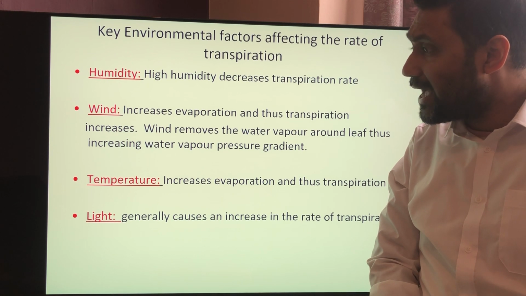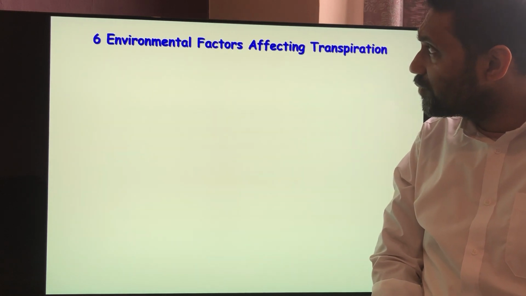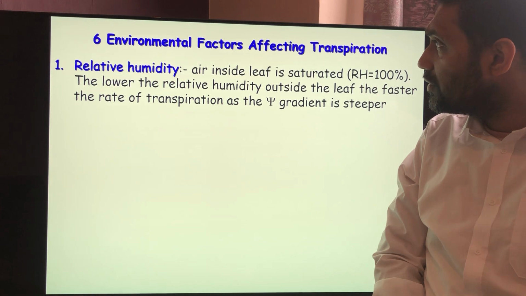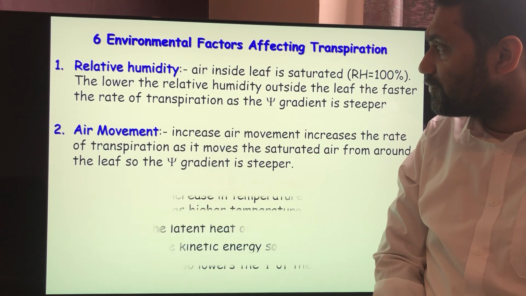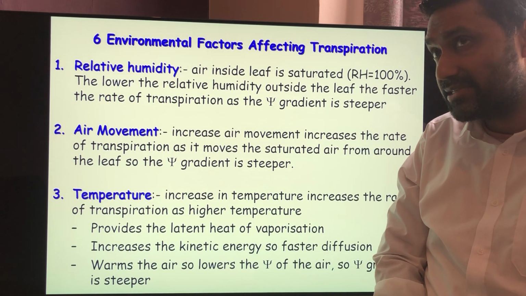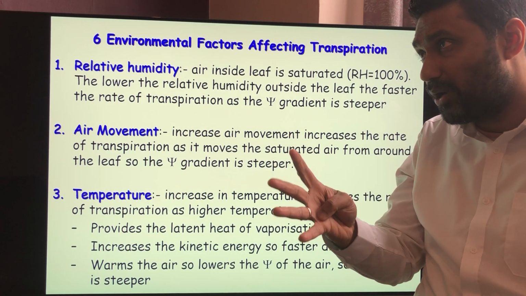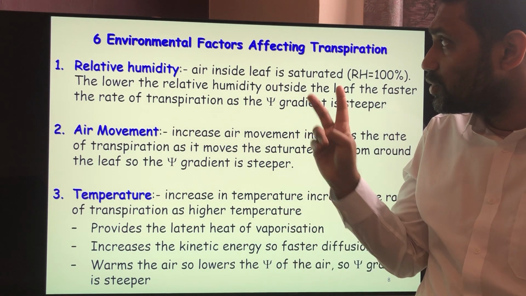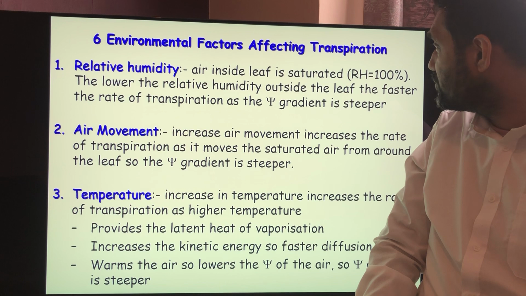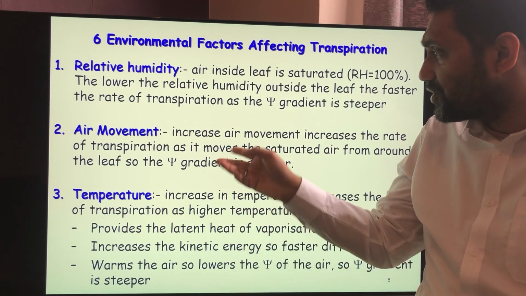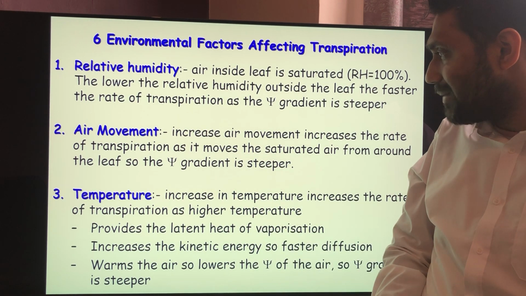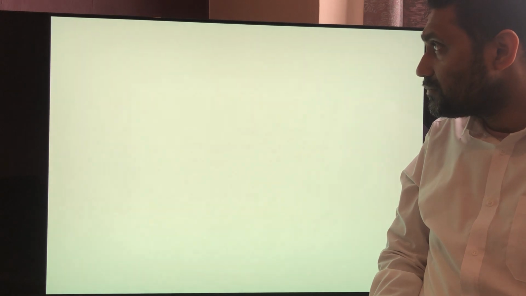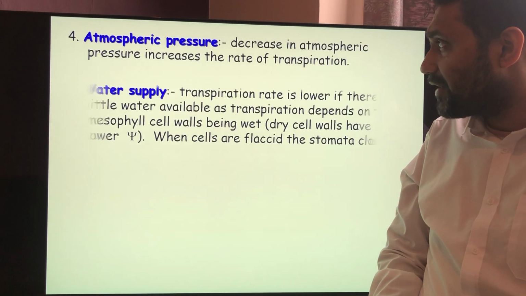We need to know the 4, but there's also some more as well. There's 6, because we've talked about the 4 major ones, and then there's 2 others. So we talked about relative humidity, why that causes it. We talked about the air movement, which is the wind speed, and we've talked about the temperature. You've also got atmospheric pressure.